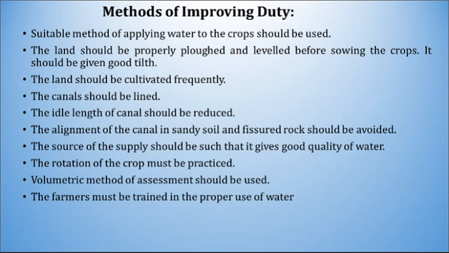The land should be cultivated frequently. The canals should be lined so that there will be minimum losses. The idle length of canal should be reduced, again to minimize the losses. The alignment of the canal in sandy soil and fissured rock should be avoided to avoid leakages. The source of supply should be such that it gives good quality of water. If the quality of water is not good, then plenty of water will be required for irrigation.